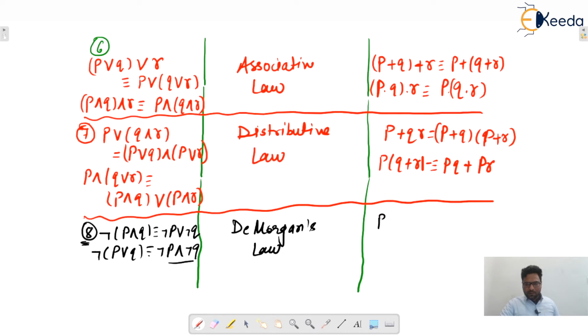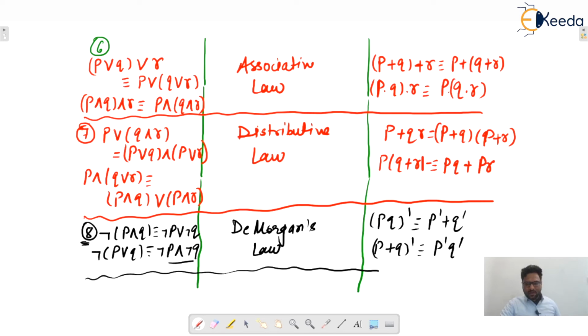So in Boolean algebra, it can be represented like this: (PQ)' is equal to P' plus Q', and (P plus Q)' is equal to P'Q'. I hope this one is clear to everyone. Okay, so write down the next one.